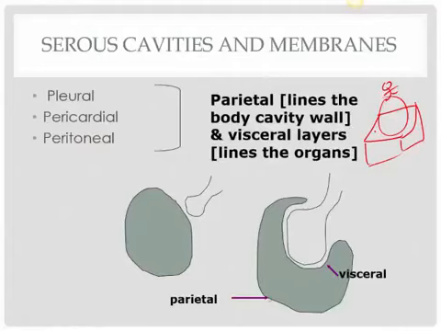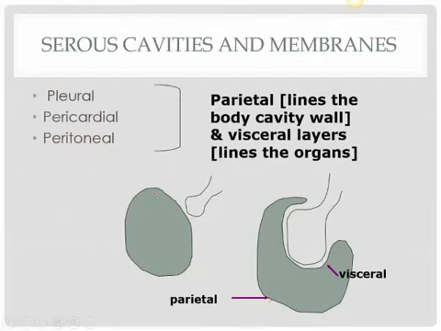Okay? So the three cavities that you see in the thoracic region: you see a pleural cavity on each side for each lung, and a pericardial cavity for the heart. So these two cavities surround the lungs and the heart respectively. And in the abdomen, we have a serous membrane like this called the peritoneal cavity.